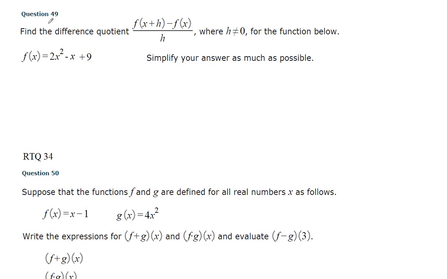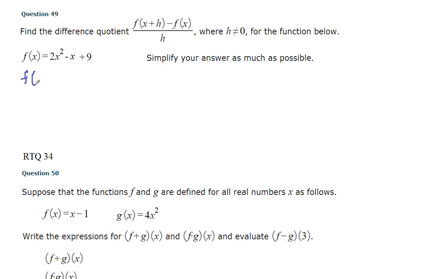So here in question 49, we want to find something called a difference quotient. So it's a quotient and it involves a difference. We're considering cases here where h is not equal to 0, so we're not dividing by 0. So here's our function. And what we want to do is, instead of putting in x, here we want to put in x plus h. So let's see what that looks like first.